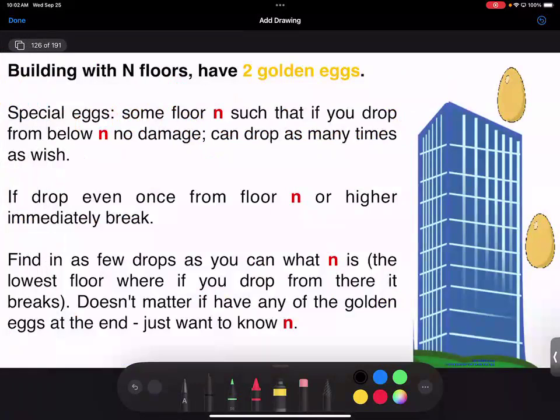and I spared no expense in changing the color of the text. And let's assume we have a building with n floors. If you want to think of n as like 100, some big number. And these are very strange eggs.